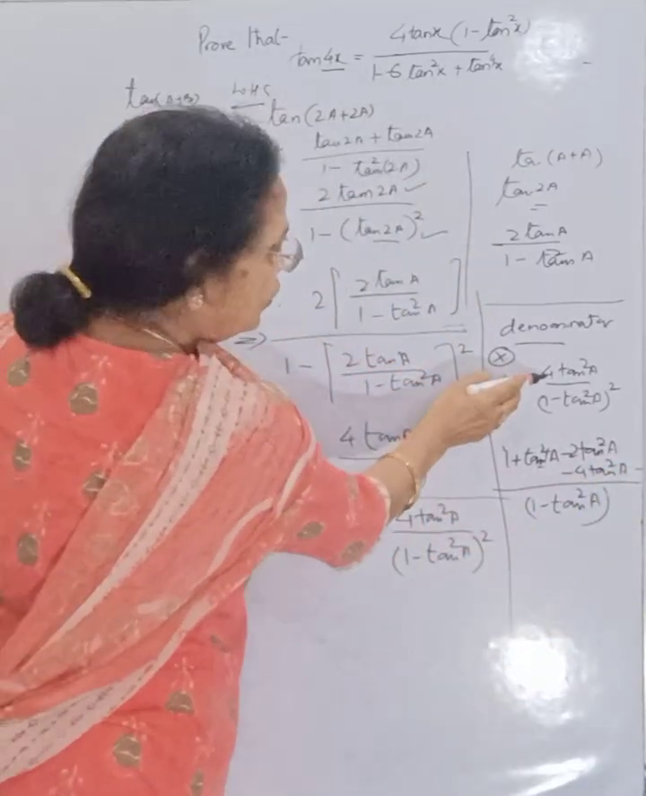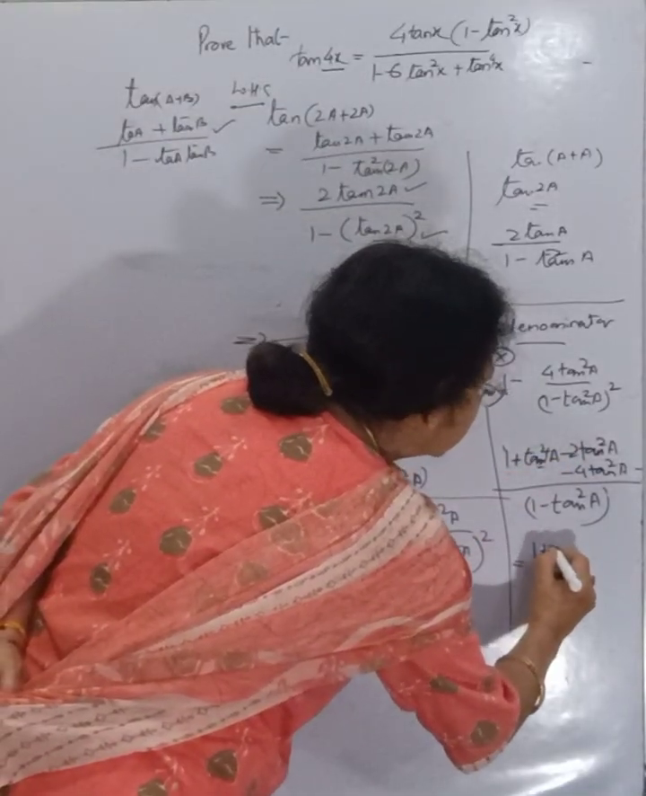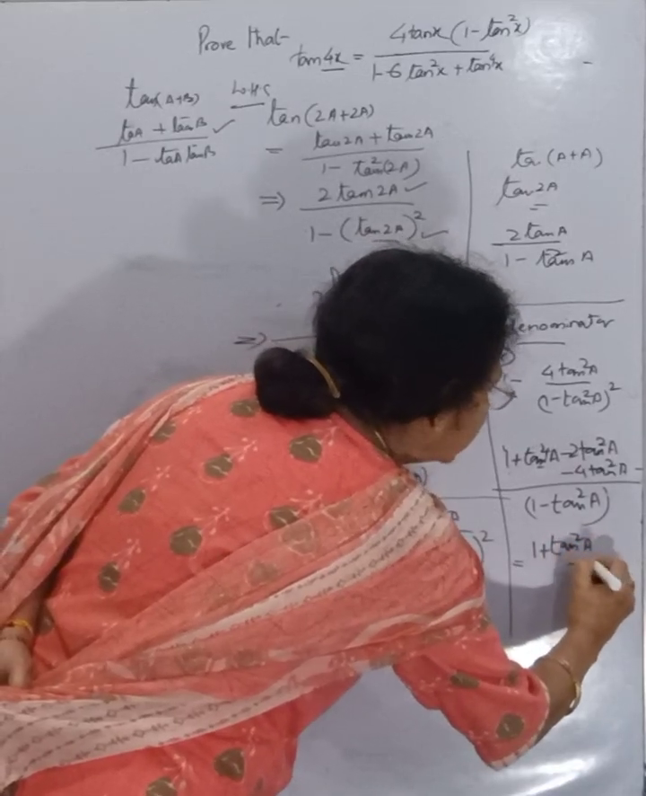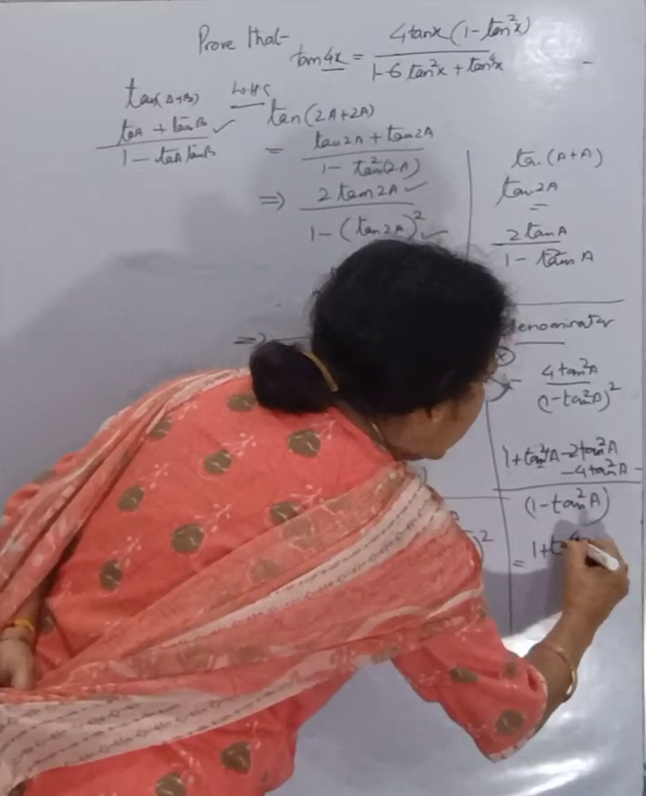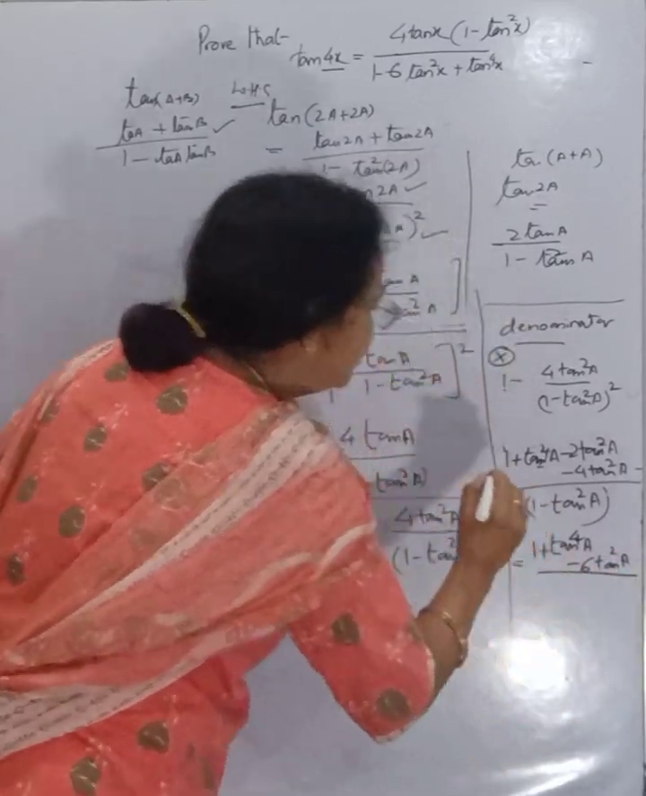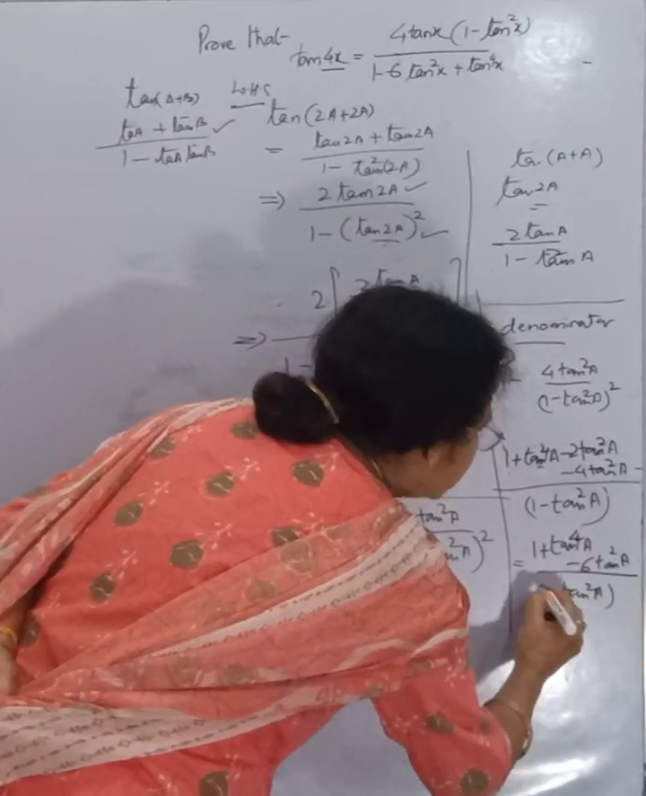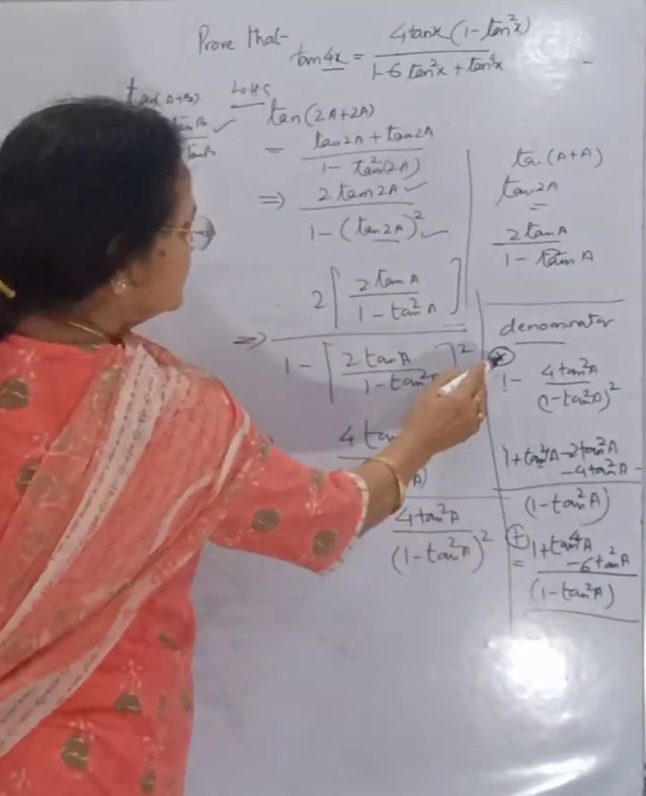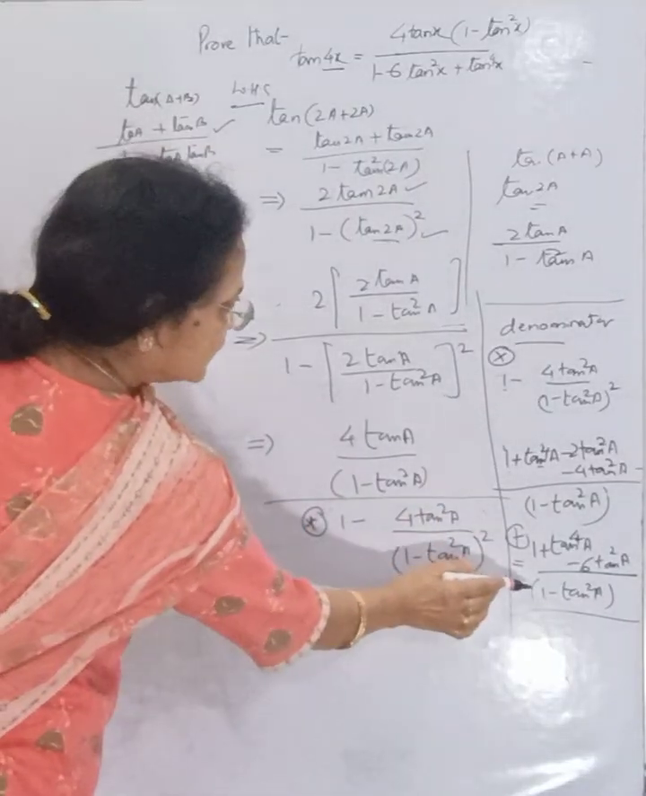Okay, this 4 and this 2 will get added to each other. It will be 1 plus tan^4 a minus 6 tan^2 a. Sorry, this is tan to the 4 a minus 6 tan square a, upon 1 minus tan square a. Correct? Clear? Okay, in place of this whole quantity, we can write this value.